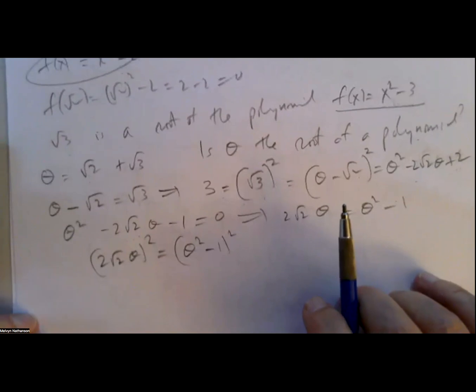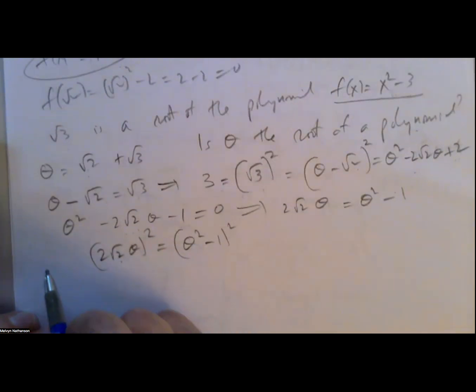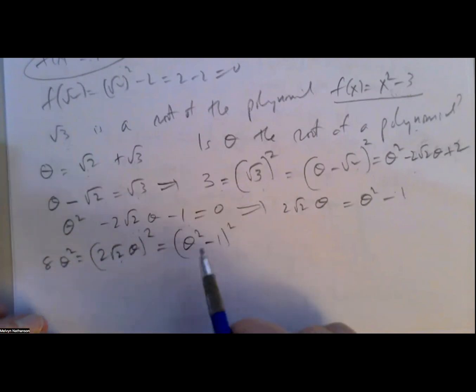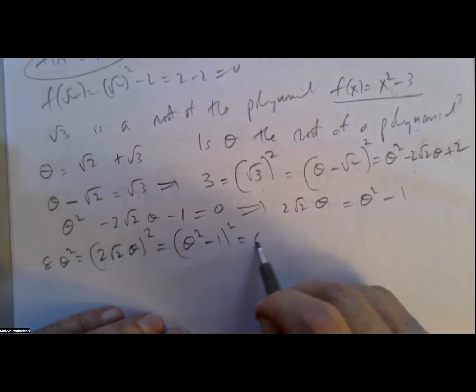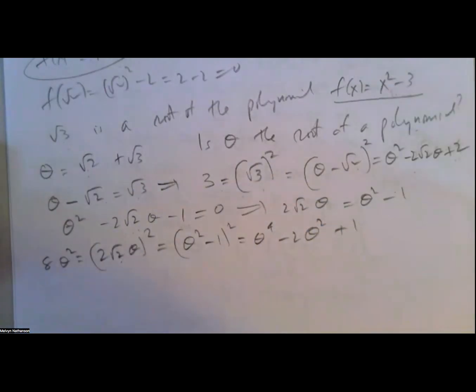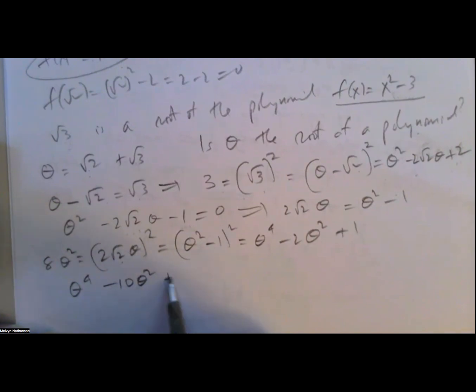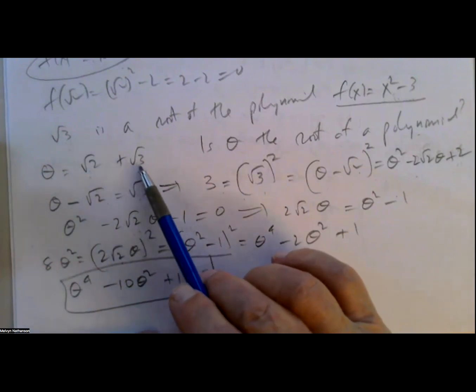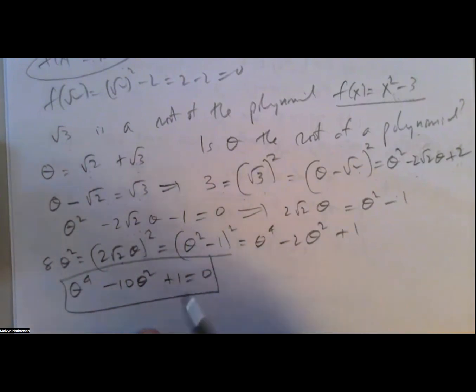If I square both sides again, 2 root 2 theta squared is theta squared minus 1 squared. If I square 2 root 2, I get 8 theta squared. If I square theta squared minus 1, I get theta to the 4th minus 2 theta squared plus 1. Bring this to the other side, I have theta to the 4th minus 10 theta squared plus 1 equals 0. So my number theta, which is root 2 plus root 3, satisfies this equation.